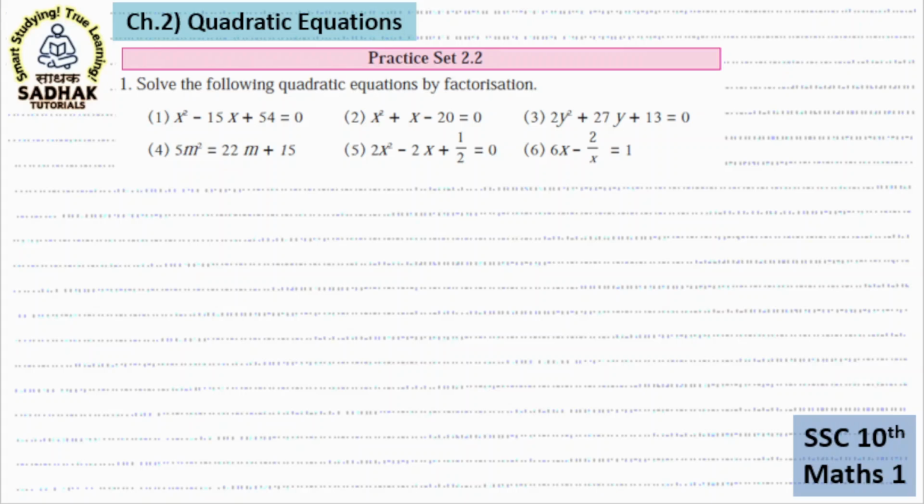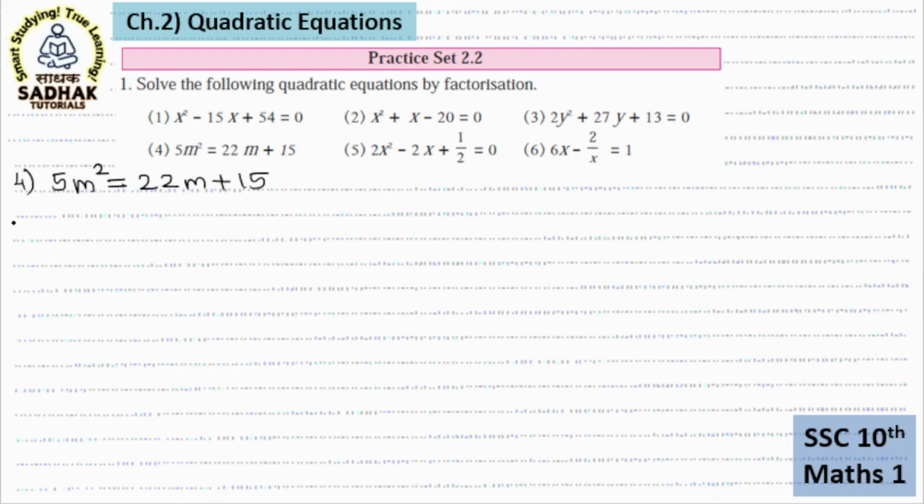Now we are solving sum number 4. So sum number 4, let me write the sum. 5m square is equal to 22m plus 15. Okay, that is our sum.